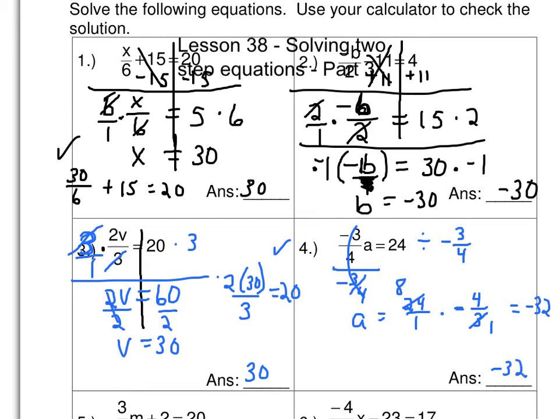And I can check that because I can do negative 3/4, and I can multiply that times a negative 32, and see if I get a positive 24. And I can do that by putting a 1 here. I can cross reduce. There's a 4, there's a negative 8. Negative 3 times negative 8 is 24, and it checks. All right, we have 2 more.